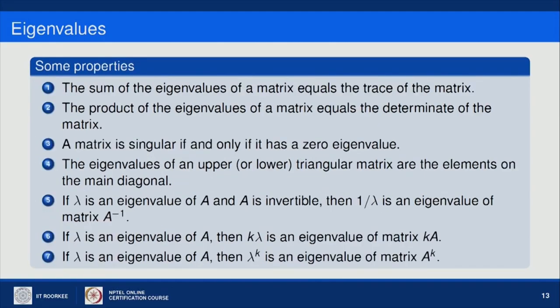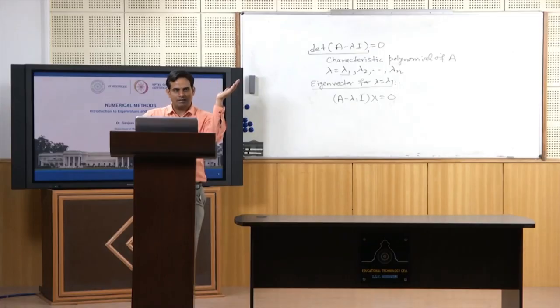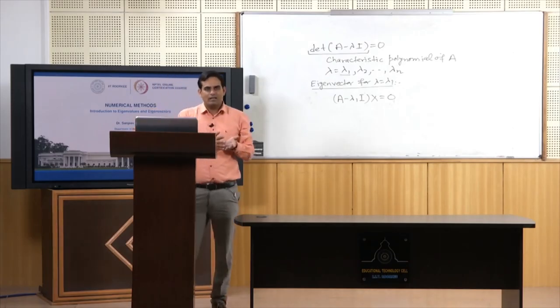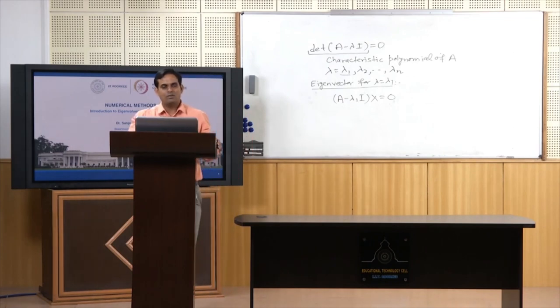Let me tell you some properties of eigenvalues and eigenvectors. The sum of the eigenvalues of a matrix equals the trace of the matrix. So, how can we define the trace of a matrix? Trace is the sum of the diagonal elements of the matrix, and hence the sum of eigenvalues equals the sum of the diagonal elements of the matrix, and that you can see from the characteristic equation very clearly.